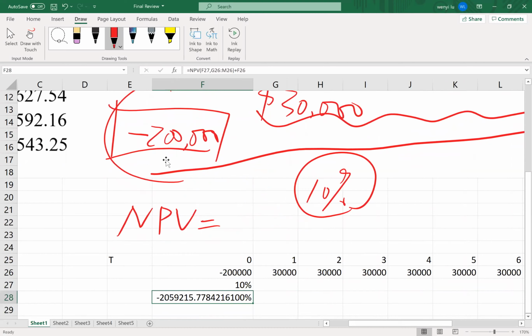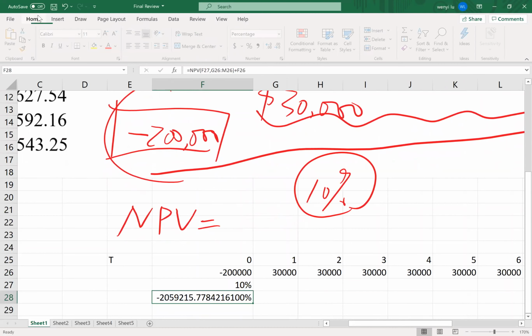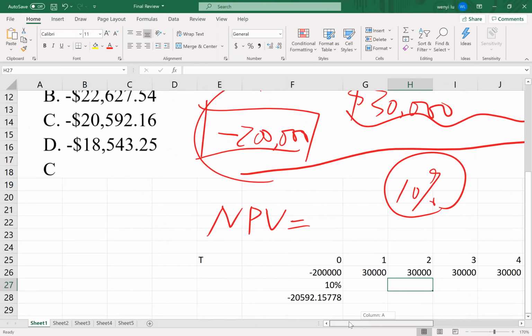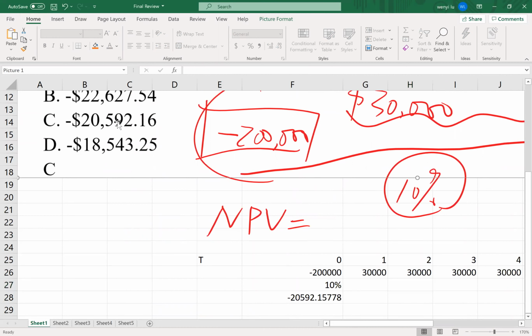For these numbers, we will use the regular numbers, without the percentage. So let's drop this percentage to regular general numbers. That's 20,592.16, and you can see that's the answer. So that's the answer C.